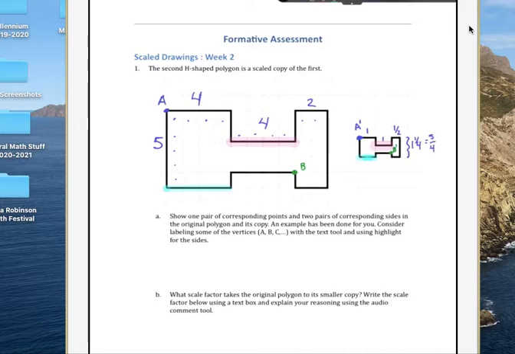Okay, so if I go down here to do some work and think about this, I know that my side 5 goes to 5/4. My side of 4 goes to 1. Both my sides of 4 go to 1. My side of 2 goes to 1/2. And that's it. The rest of the sides are all the same. Okay, so I'm thinking, what do I have to multiply by in order to go from 5 to 5/4, 4 to 1, and 2 to 1/2?